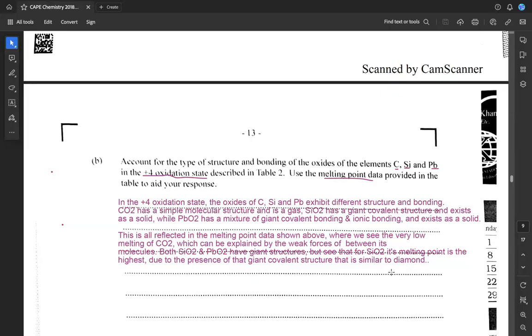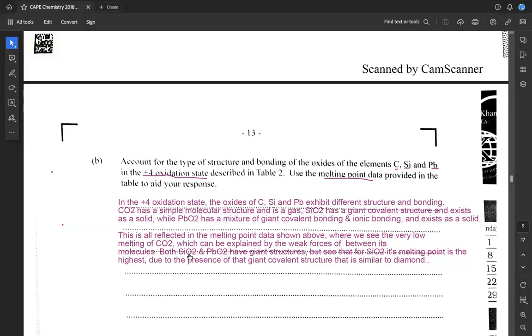similar to diamond, right? And as we said, in lead 4 oxide, it's more of an intermediate melting point because we have a mixture of covalent and ionic bonding present there. And so in that case, it would fall in the middle, in between what we see for carbon dioxide and the silicon dioxide. But the key takeaway here is that the silicon dioxide structure can be likened to diamond, right? And we know how hard diamond is and how rigid and how complex of a structure that is, a giant covalent structure that is.